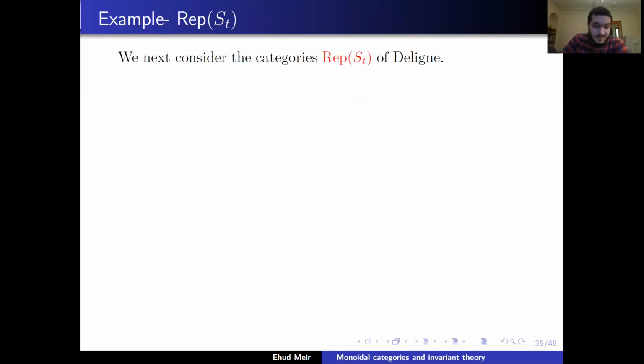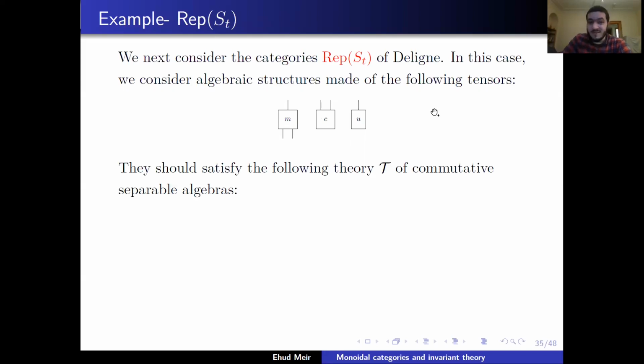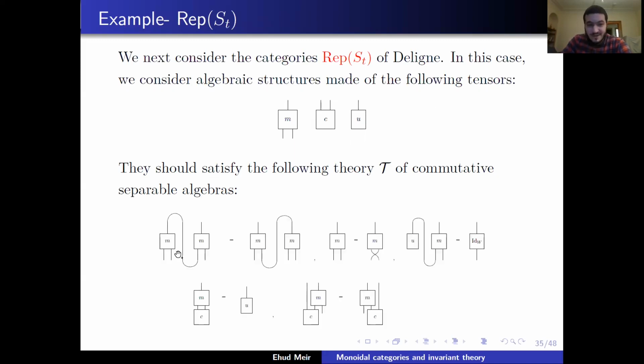Okay, next example are the categories that I mentioned in the previous part of the talk, the categories that we call rep ST, Deligne. And in this case, we consider algebraic structures that are made of the following tensors. They are made of multiplication, unit, and C, which will be something like a separability idempotent. And they should satisfy the following theory T of commutative separable algebras. So what do we have here? We have that multiplication is associative, it is commutative, U is a unit for the multiplication, and these axioms just say that C gives us a separability idempotent in A tensor A, or W tensor W.